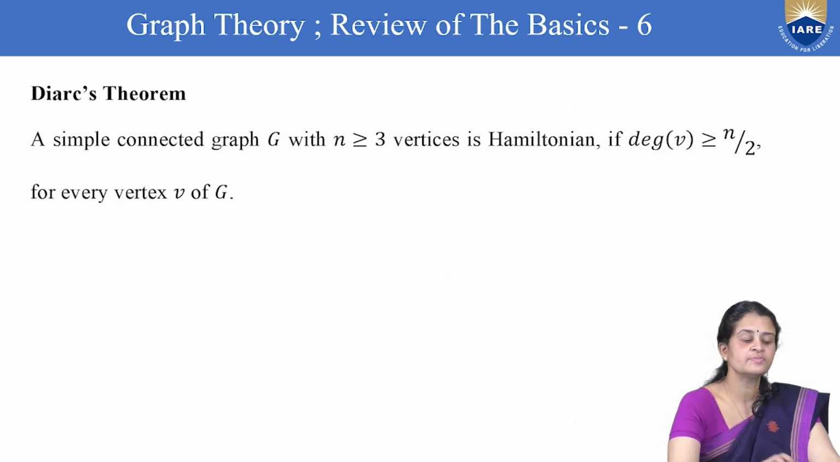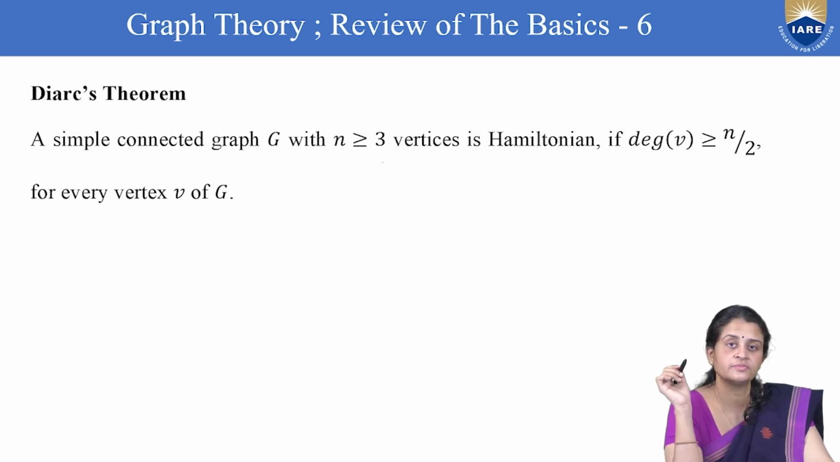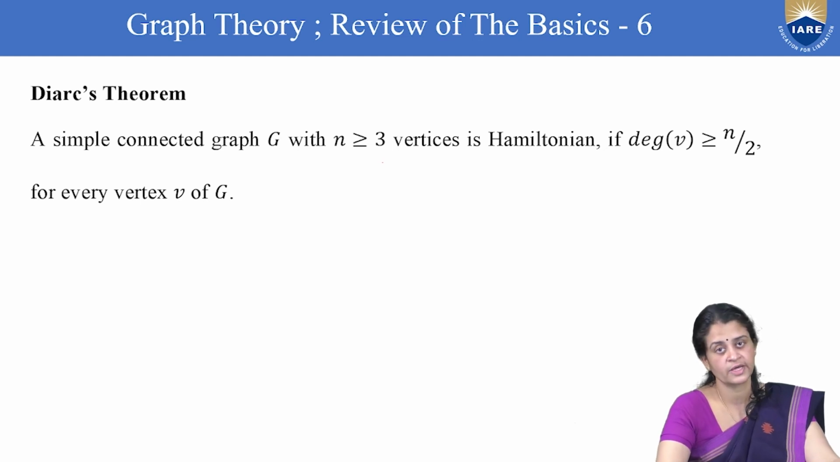Now we will see Dirac's Theorem, which states: a simple connected graph G with n vertices, where n is greater than or equal to 3, is Hamiltonian if the degree of V is greater than or equal to n by 2 for every vertex V of G. That is, if you are given a graph with n vertices, and the degree of every vertex is greater than or equal to n by 2, then the graph is Hamiltonian. We'll see whether it is okay.